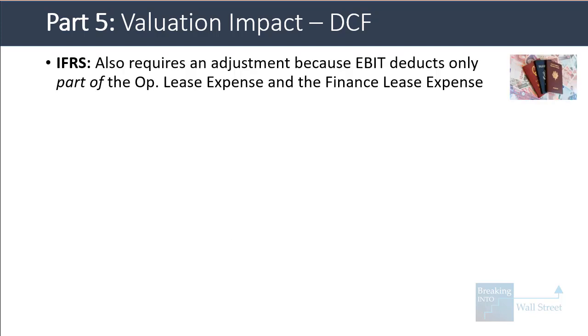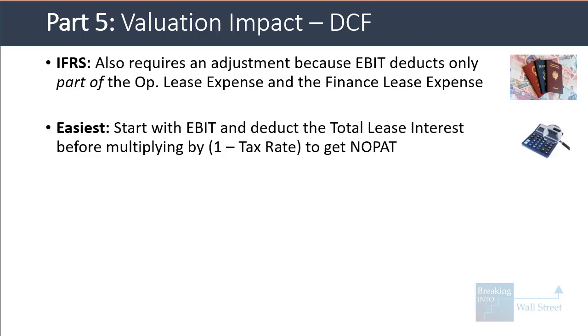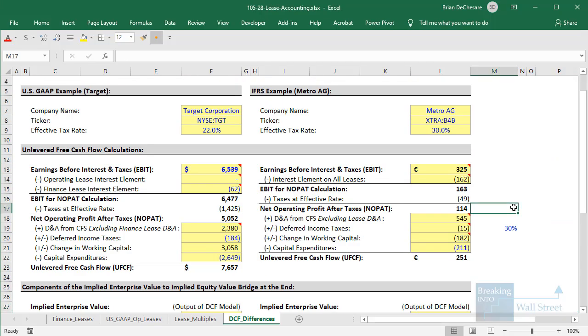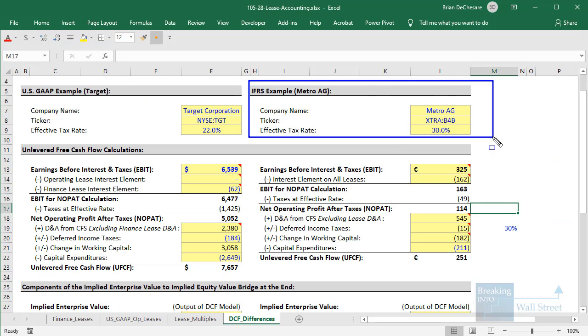Under IFRS, there's also a required adjustment, but in this case, it's much more substantial because here the problem is that the operating leases are split into depreciation and interest, and those are both much more substantial. So we think that you should start with EBIT and deduct the total lease interest and then multiply by 1 minus tax rate to get to the net operating profit after taxes. And I have an example here for this German company, Metro AG.